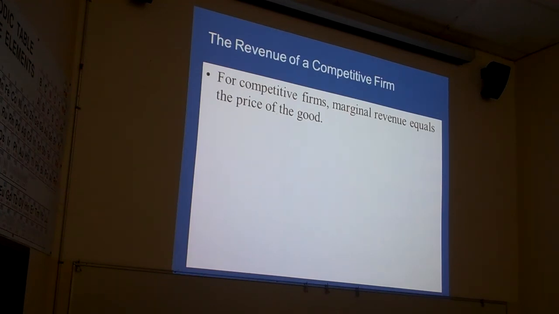Write this down, and we'll say this probably 100 more times in the next 4 weeks. For a competitive firm, price is equal to average revenue, is equal to marginal revenue. Price is equal to average revenue, is equal to marginal revenue. So for competitive firms, marginal revenue is equal to average revenue is equal to the price.